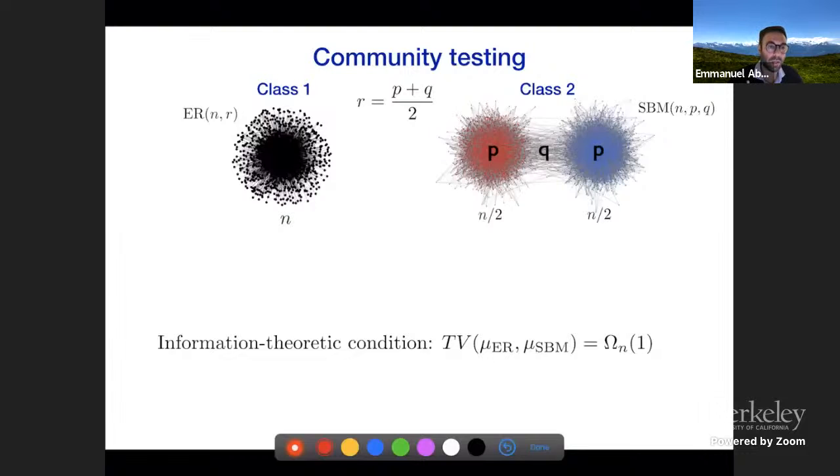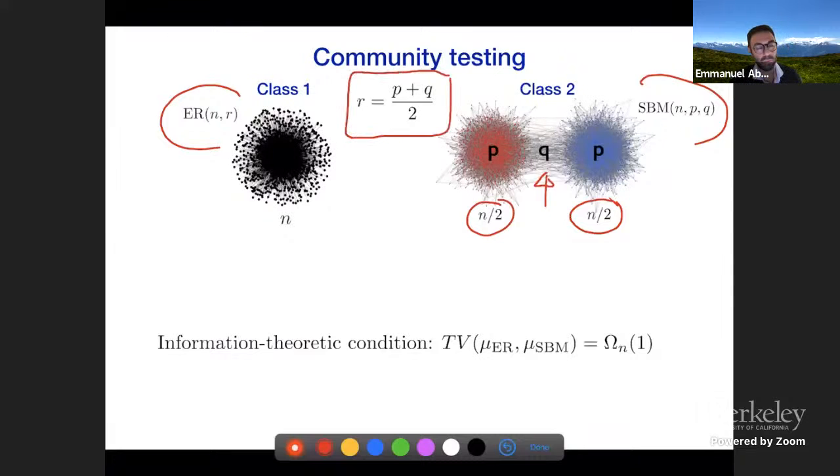You want to decide whether you have two classes for your data. The data is either an Erdős–Rényi random graph of parameter R, or it's going to be an SBM with parameters P, Q. That means you patch two Erdős–Rényi models on n over 2 vertices each, and you connect them with probability Q across the groups and P inside. And we're going to choose R to be the average, (P plus Q) by 2, so that these two graphs have the same edge density.